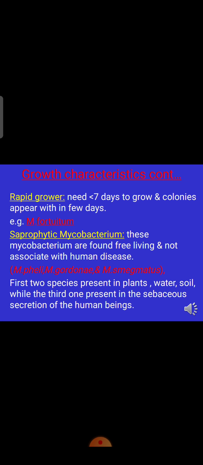Among the saprophytic mycobacteria, we have Mycobacterium phlei, Mycobacterium gordonae, and Mycobacterium smegmatis. Mycobacterium phlei is present in plants, Mycobacterium gordonae is present in water and soil, and Mycobacterium smegmatis is present in the sebaceous secretion of human beings. This was a rapid, quick, practical review of mycobacteria.